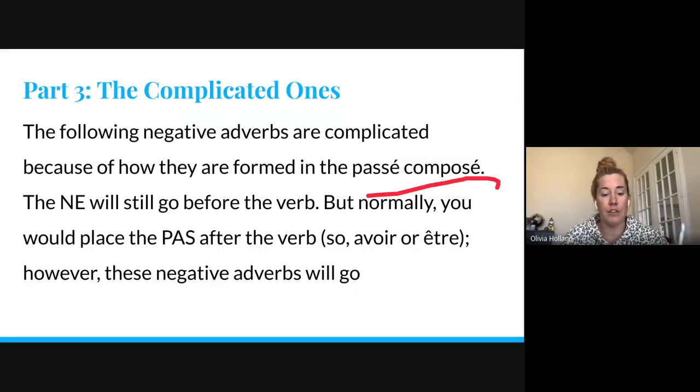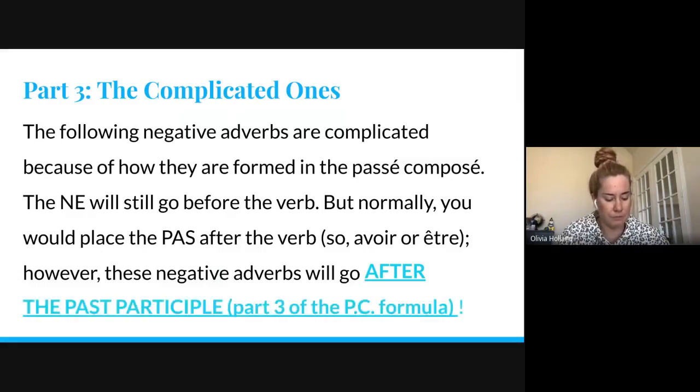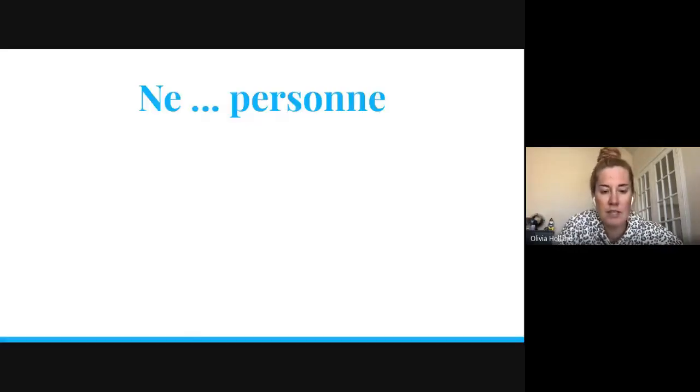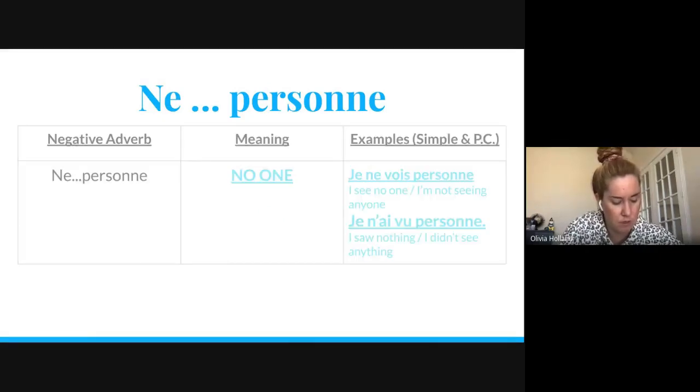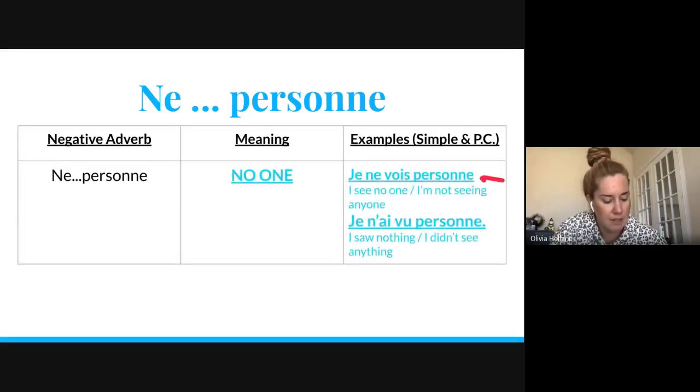But for these negative adverbs that you're about to see, the pas, or well, I should say the second part of the negation, is going to go after the past participle. Which is part 3 of the passé composé formula, subject, verb, past participle. So the first one is ne personne, and ne personne means no one. So here in present tense, it doesn't change. Je ne vois personne. It's still around this verb. This is the verb voir.